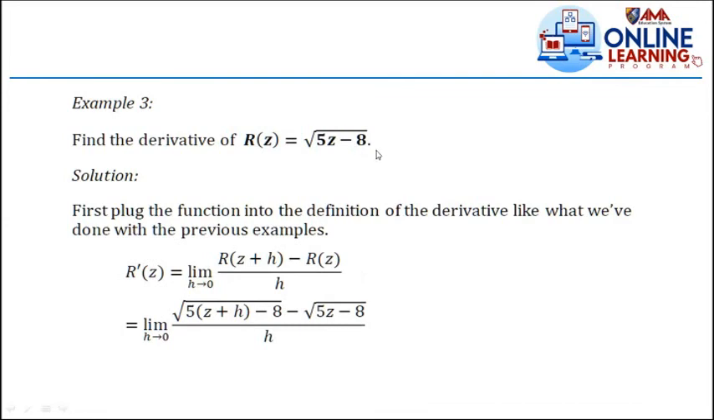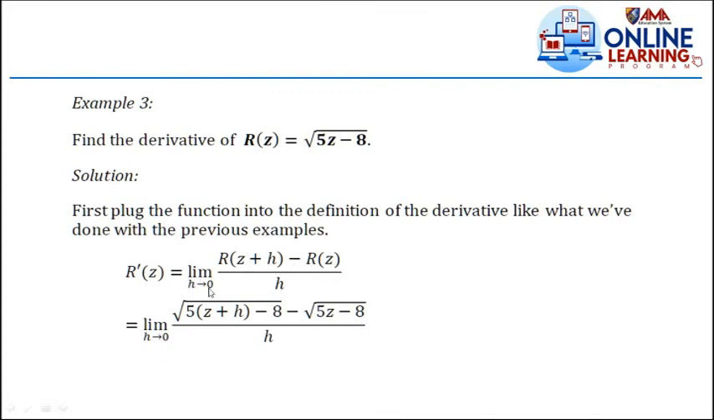So by this time, what we have here is the radical expression. So medyo may kabigatan na problem, no? Radical expression na tayo. Solution. First, plug the function into the definition of the derivative like what we've done with the previous examples. R prime, or the first derivative of r, which is a function of z, is equal to the limit of r of z plus h, minus r of z, divided by h.